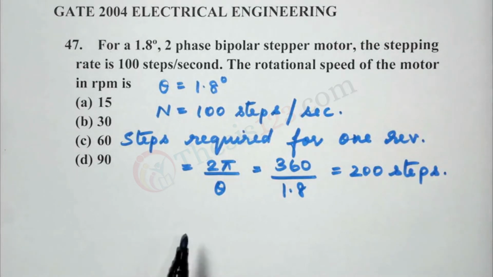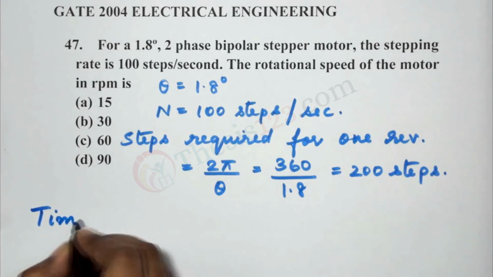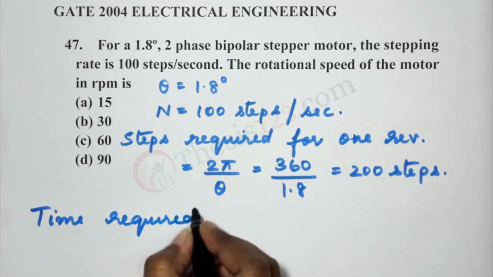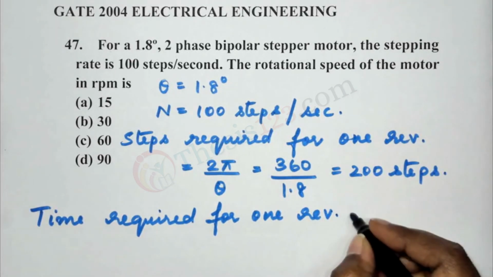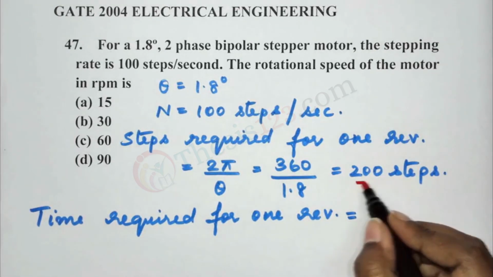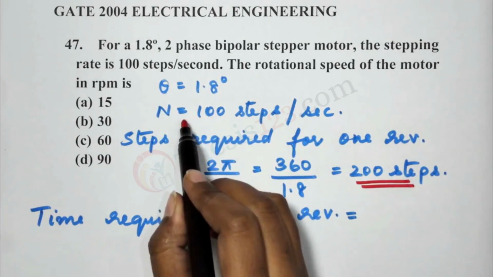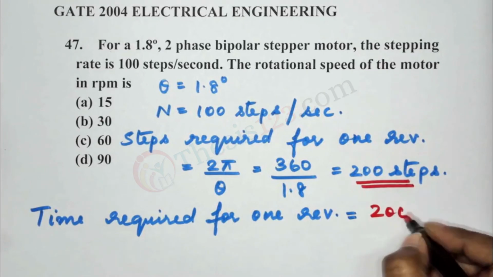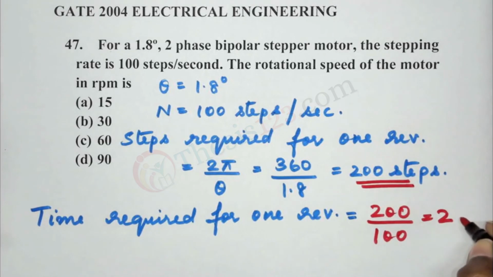Now let's find out what is the time required for one revolution, which would be the number of steps divided by the stepping rate. So this would be 200 divided by 100, and that is 2. So the required time for one revolution is 2 seconds.